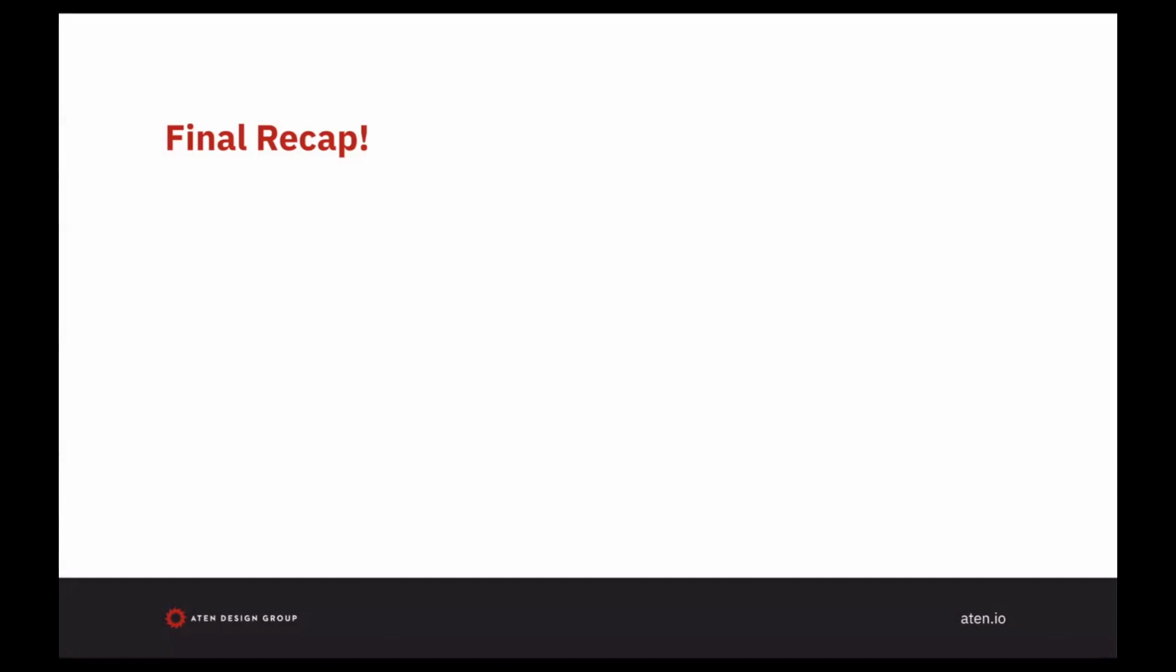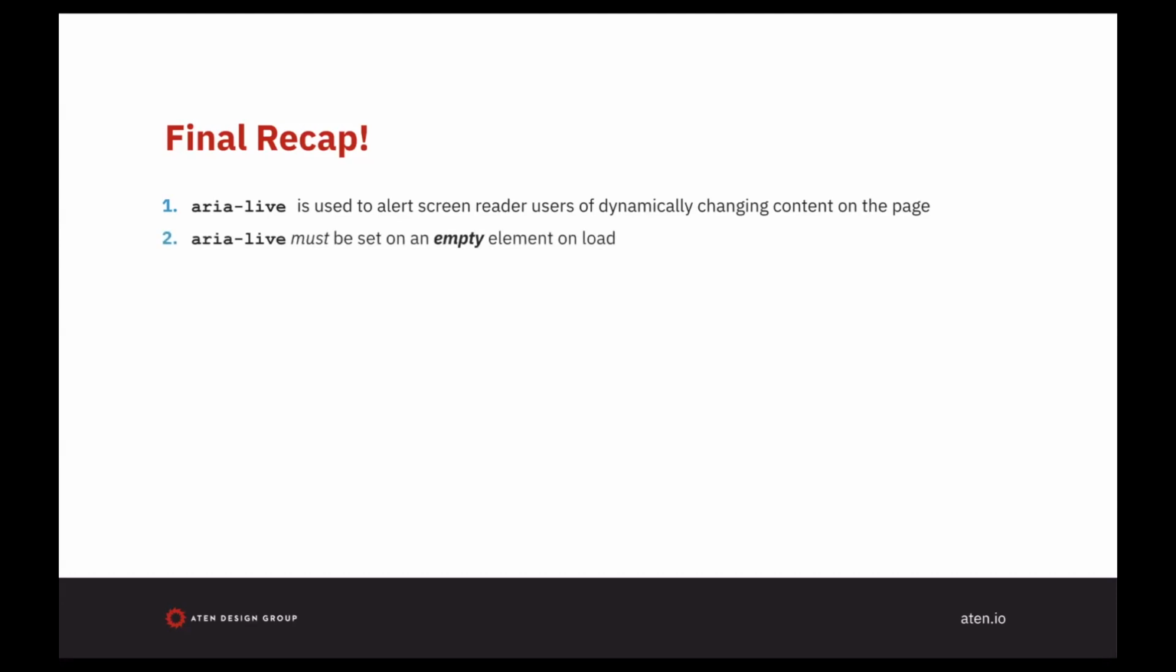So let's talk about just an overall recap of what we learned today. It's important to remember that ARIA-live is used to alert screen reader users of dynamically changing content on the page, like with Phil's examples of Drupal views using Ajax form submission responses, custom components that switch out content upon trigger click, a dynamic form with conditional content, success messages upon submitting a form, and so on. An ARIA-live region must be set on an empty element on load to properly be added to the accessibility tree.